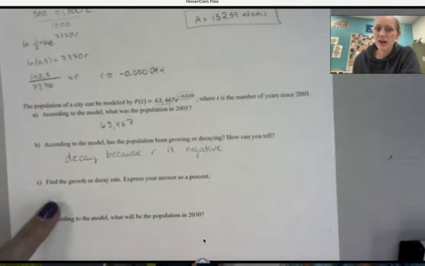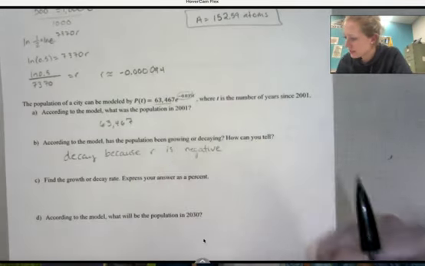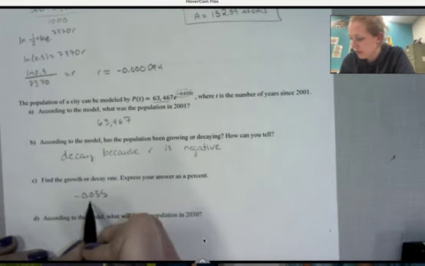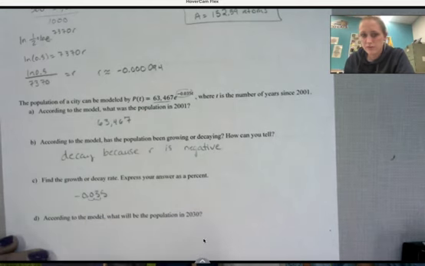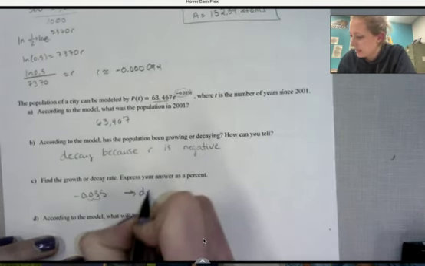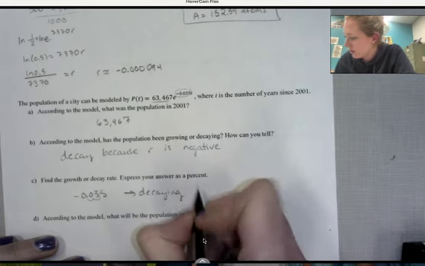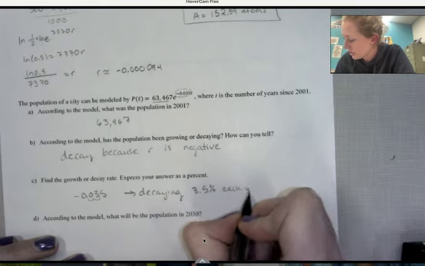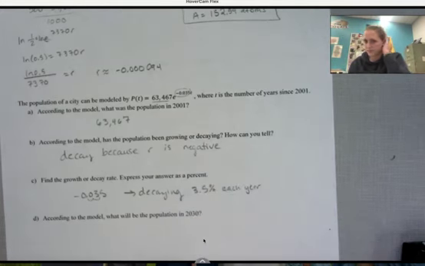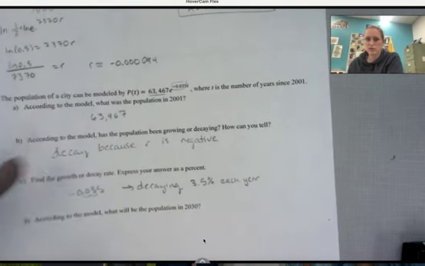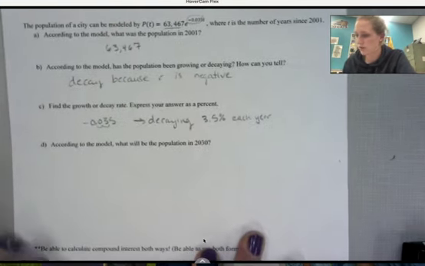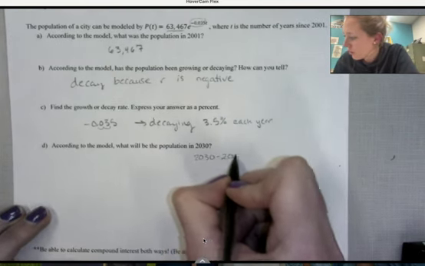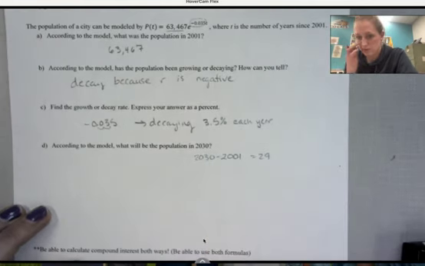Okay, find the growth or decay rate. So they want me to solve this. Oh, sorry, that is it. So negative 0.035. So if we move that, this amount, okay, it is decaying 3.5% each year. Okay, all right. According to the model, what will the population be in 2030? So 2030 minus 2001 is 29 years. So that's what I'm going to put in for T.